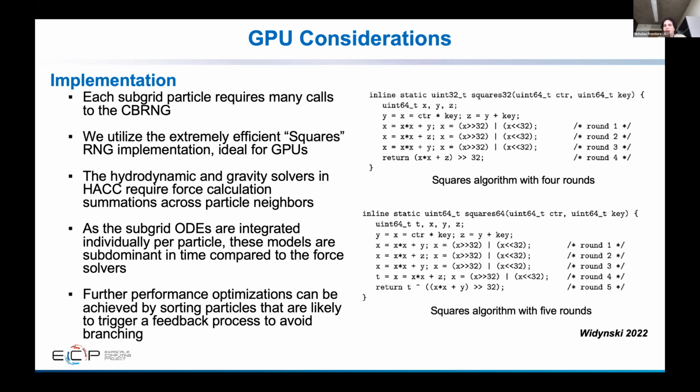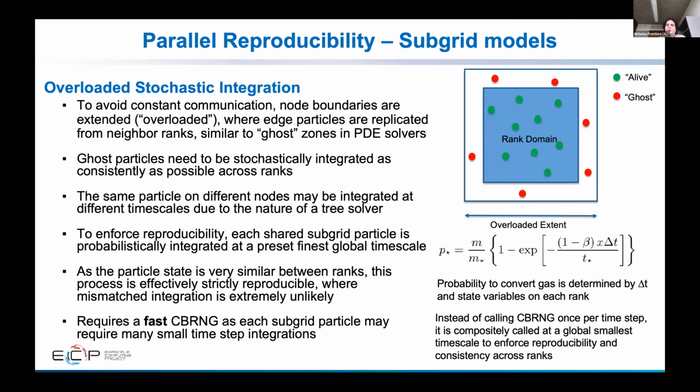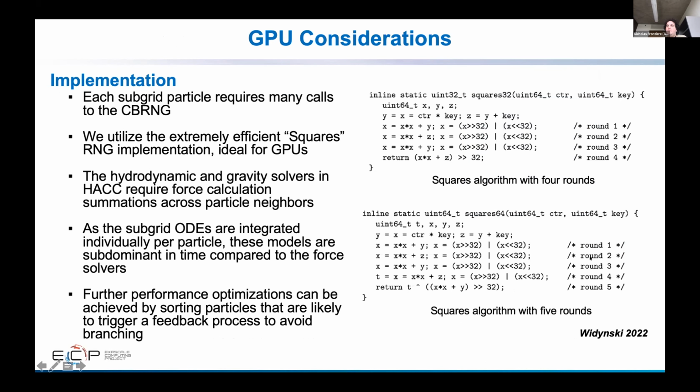So anyway, I just want to conclude by saying these CBRNGs are very useful. You can run many of them in parallel at a time. And often people talk about issues with branching. And what's kind of nice about solving stochastic ODEs in the way I've described them is you can actually sort your particles by this probability. And therefore, if a bunch of particles have a low probability of converting, for example, in that example, then they won't be branching because they'll all be following the same logic. And so, yeah, with that, I'll take any questions.